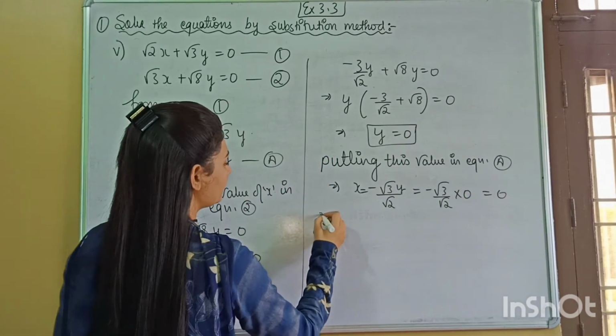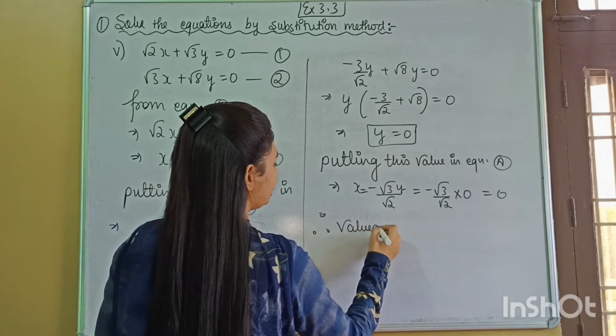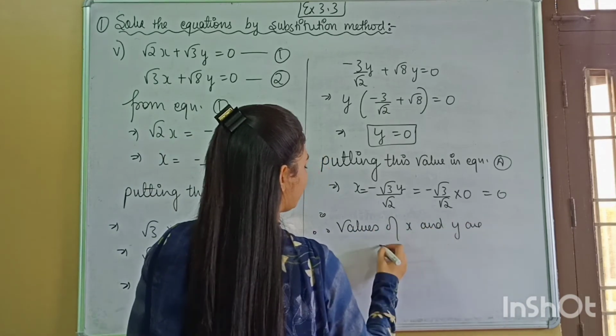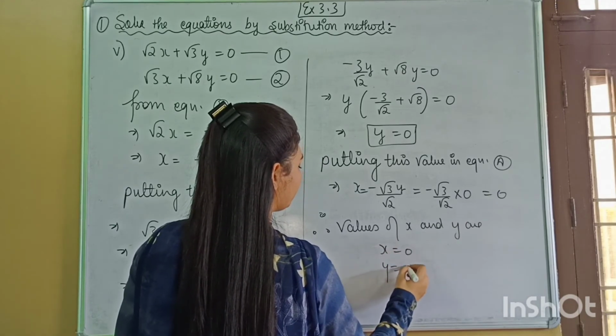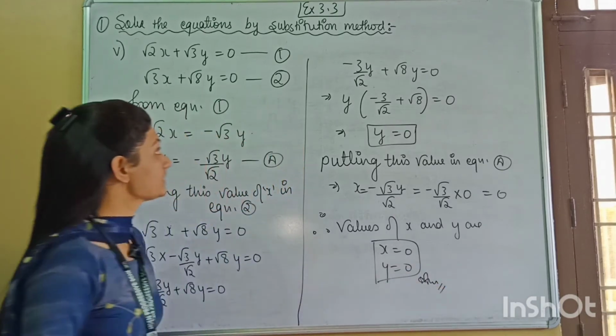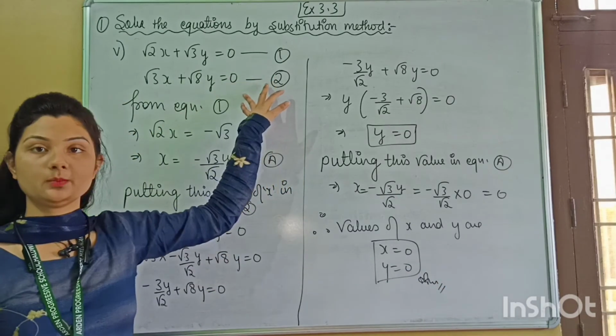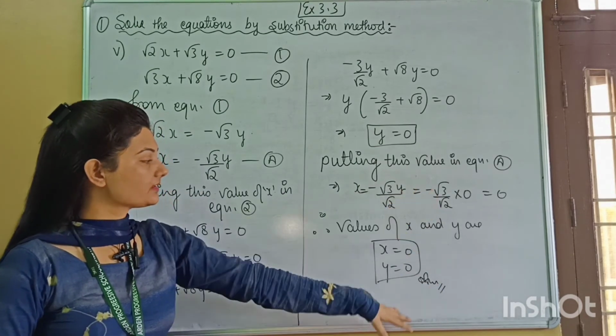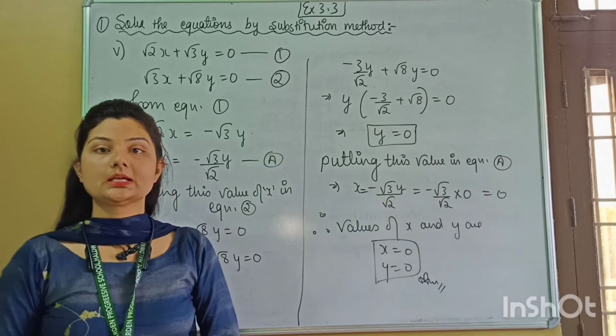So therefore, the values of x and y are x is equal to 0 and y is equal to 0. See, whenever both the equations are given equal to 0, it means the value of the variable will come to 0 only. So it means the values of x and y, both are 0.